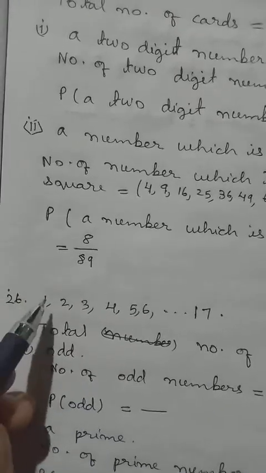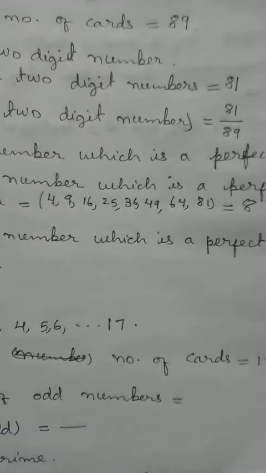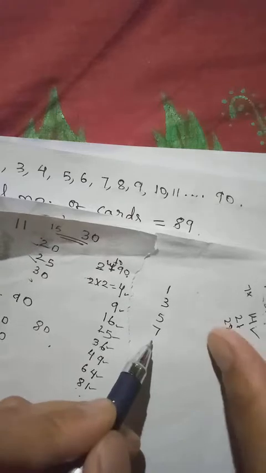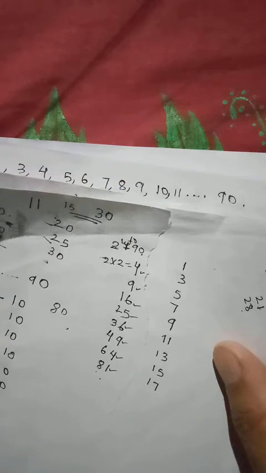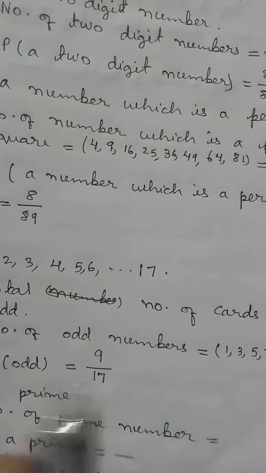So what are they? We have 1, 3, then 5, 7, which we cannot divide by 2. Then 9, 11, 13, 15. Remember, only up to 17. Count them by yourself, see how many you get. So we have 9 odd numbers. That means the probability will be, the favorable outcome is 9, and the total number that is possible is 17. We cannot cancel, so let it be that.